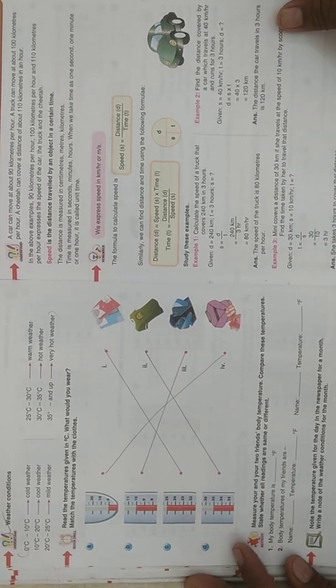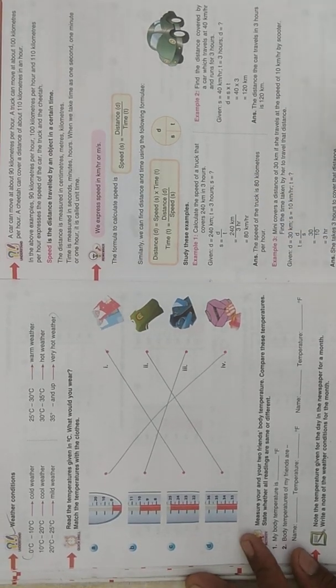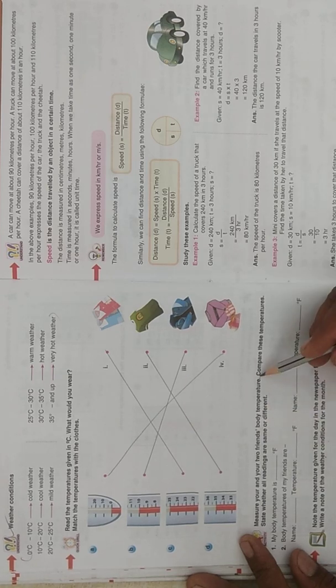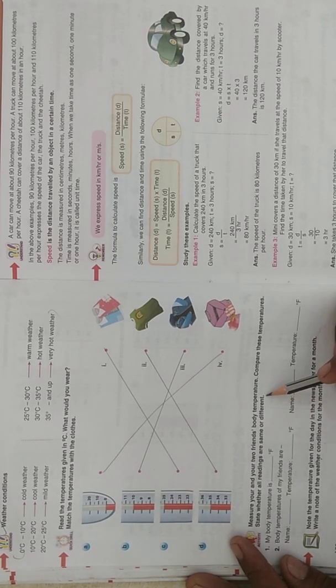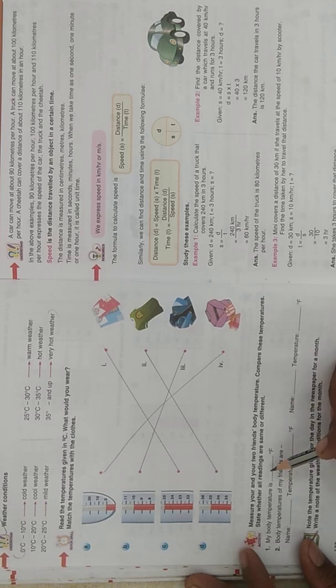The next question is very simple. This is the activity, you can do it. Measure your and your friends' body temperature. Compare these temperatures. State whether all the readings are the same or different. Will you get the same? You can check. Write my body temperature in Fahrenheit degree.